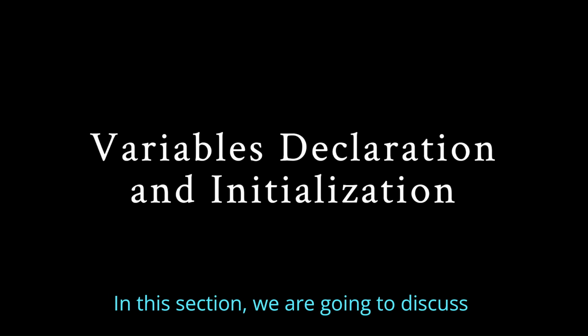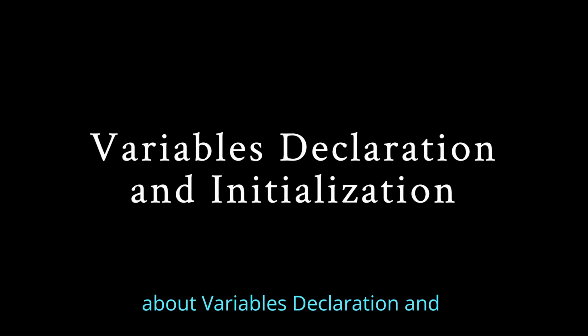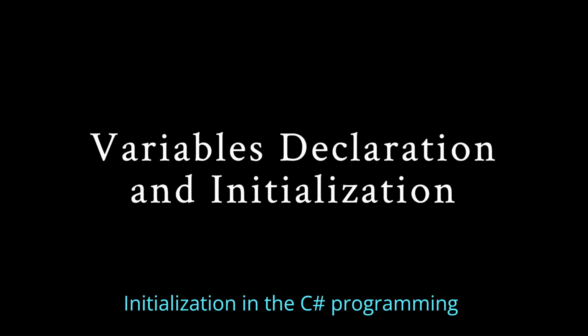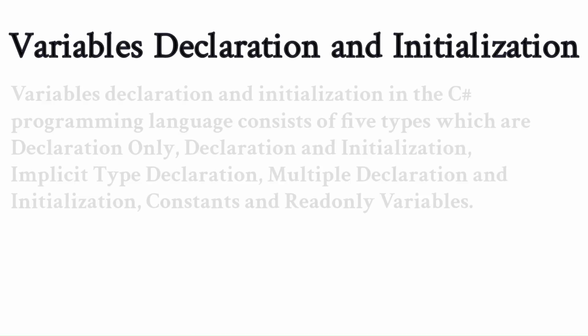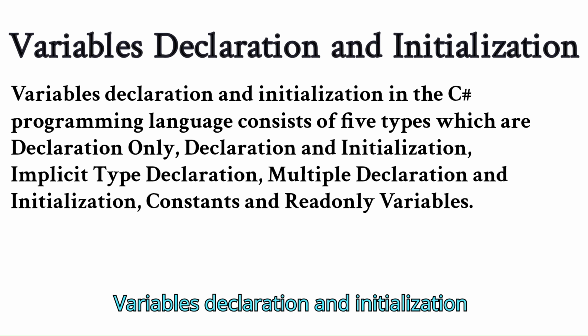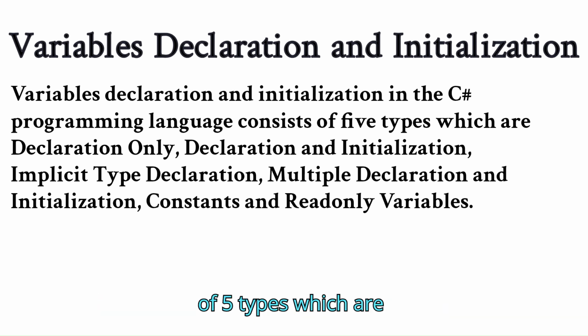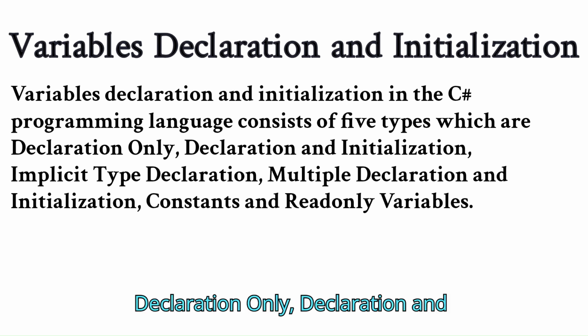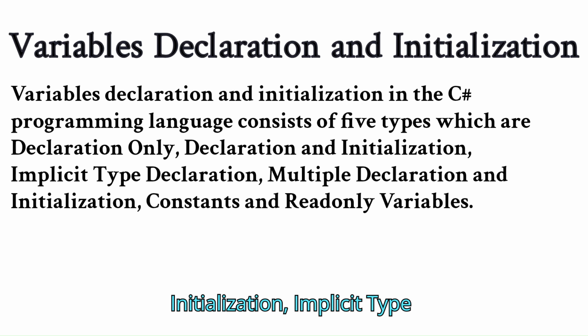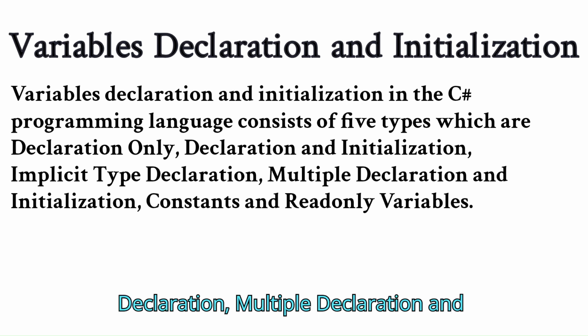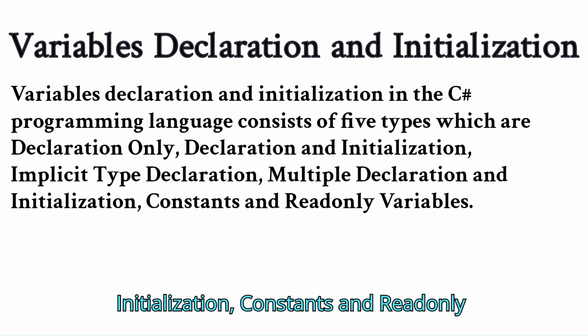In this section, we are going to discuss variables declaration and initialization in the C# programming language. Variables declaration and initialization in the C# programming language consists of 5 types, which are declaration only, declaration and initialization, implicit type declaration, multiple declaration and initialization, constants and read-only variables.